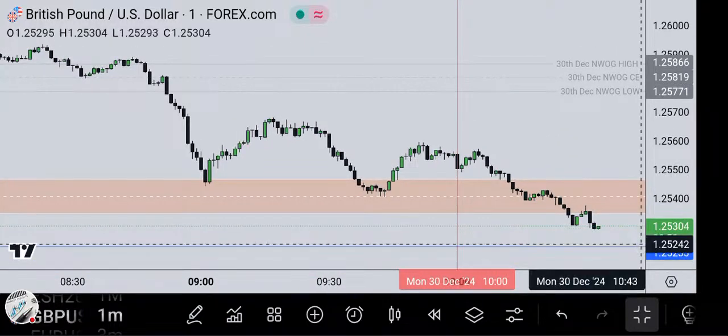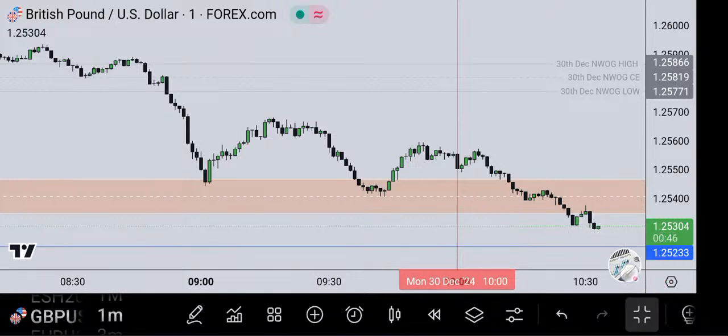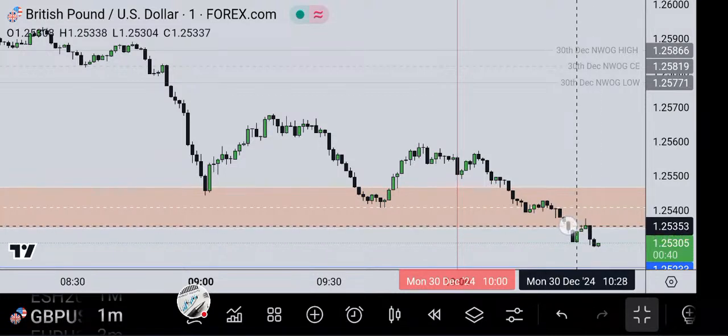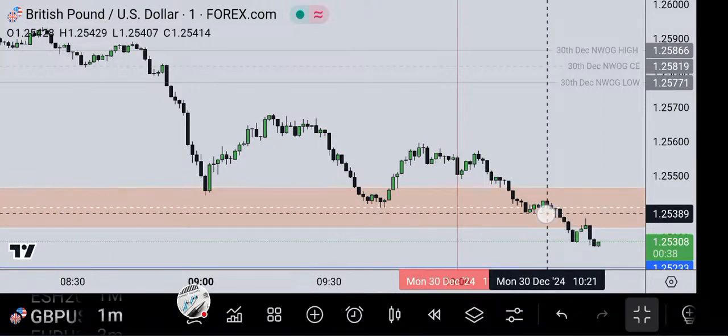Before 10:40 we might be at this low, which is 1.25. When I'm talking about the low, I'm talking about this 1.25233. If before 10:40 we get in there, 10:40 might retrace, giving a potential 25 minutes. That's a 45th minute entry.